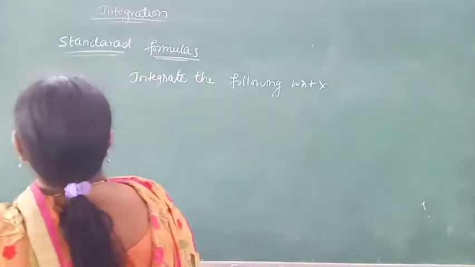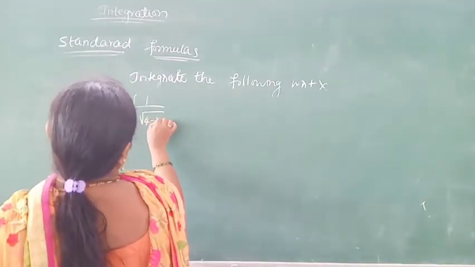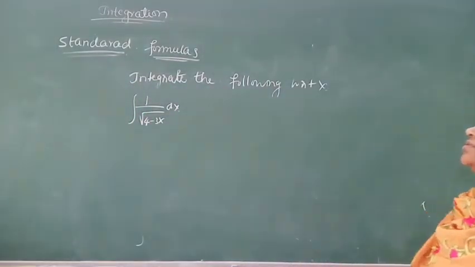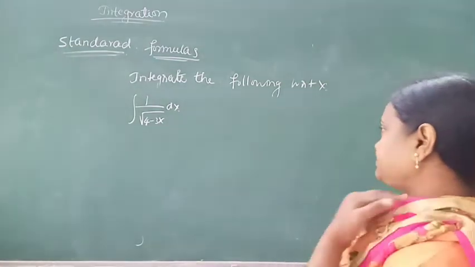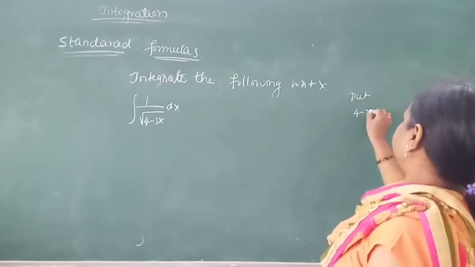Next example is integration of 1 by root of 4 minus 3x dx. See what we are doing here. Put 4 minus 3x is t.